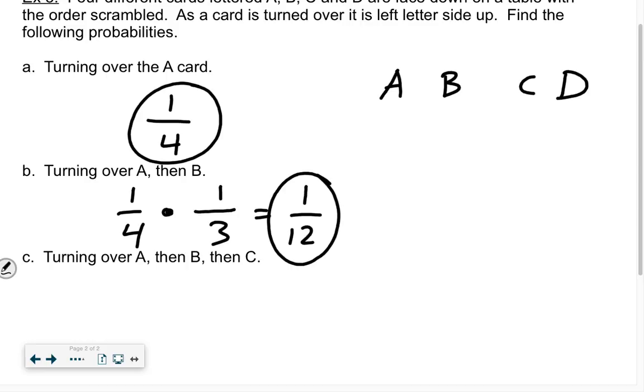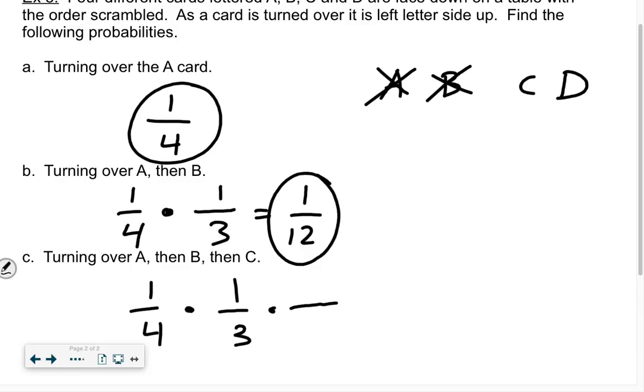Lastly, we want to turn over A, then we want to turn over B, and then we want to turn over C. So again, how many cards are we selecting? We are selecting 3 of them. So 3 fractions. What's the probability of getting A? Well, 4 total, only 1 A, 1/4 again. We have turned over A, so that is no longer an option to get. So we go to the second one. What's the probability of getting B? Well, we have 3 remaining cards now, and only one of those has a B on it.